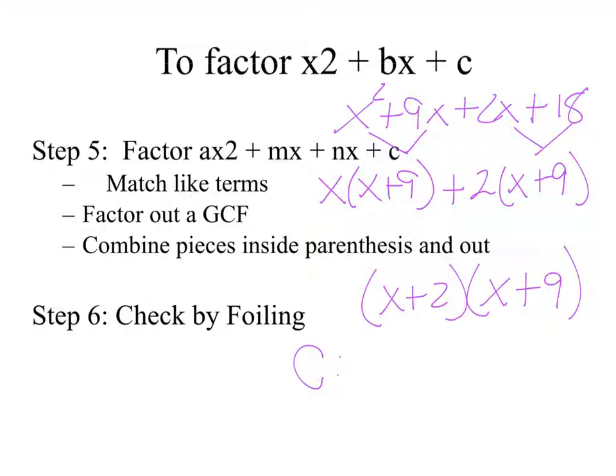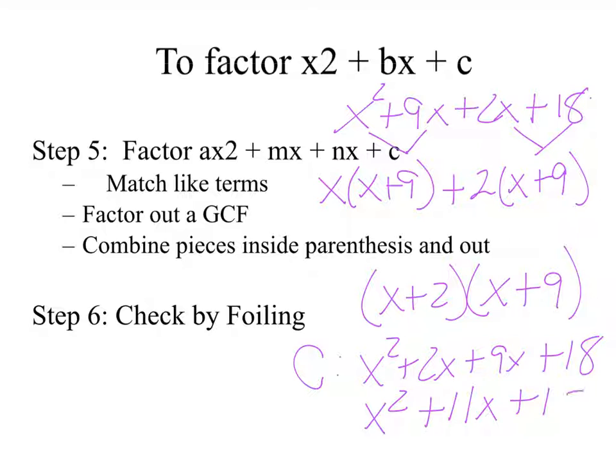We need to check by foiling just to make sure we haven't missed any of the steps. So x squared plus 2x plus 9x plus 18. And you should see that that matches what we got when we pulled it out of the diamond. But just to finish it off, 9 plus 2 is 11, 18, and it checks.